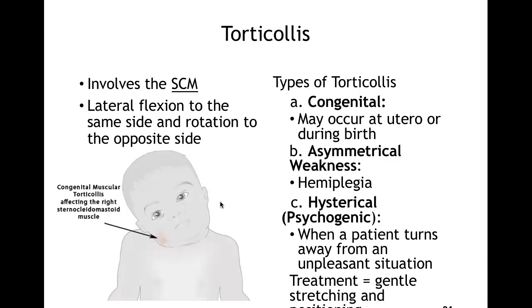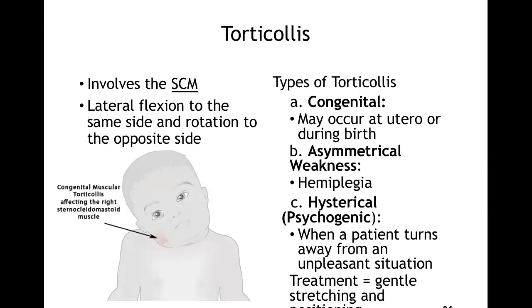Then we move on to torticollis. Torticollis is involvement of the sternocleidomastoid. So lateral flexion to the same side and rotation to the opposite side. As you see here, it can be congenital. So the baby can be born with this. It may occur in utero or during birth.